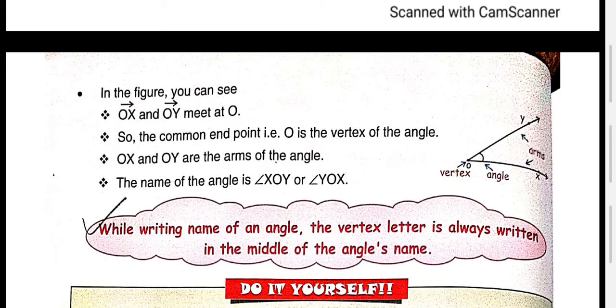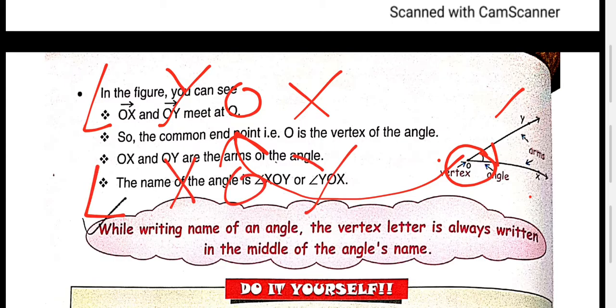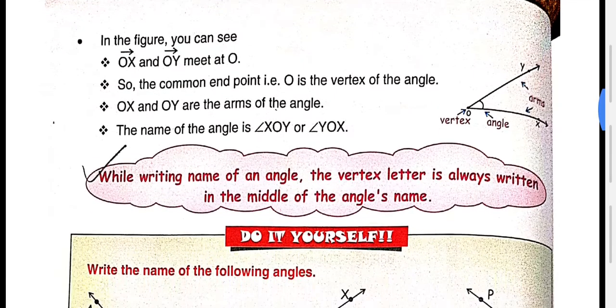And what is the angle? The angle is YOX. So you can write the angle here as YOX. Always remember that the vertex always comes in the middle. So you can write it as XOY also. The vertex position does not change, but you can change the remaining arms. Okay, so there are two names to write the name of an angle.